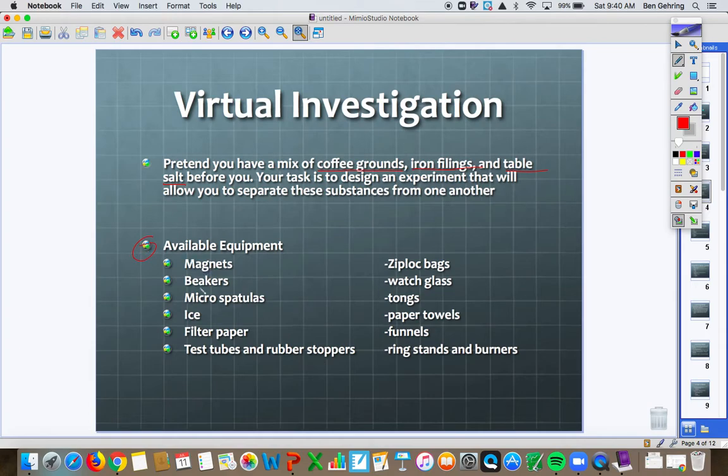You have a magnet, you have beakers, you have a spatula, you have ice if you need it, you have filter paper, you have test tubes and rubber stoppers, along with Ziploc bags, watch glasses, tongs, paper towels, funnels, and ring stands and burners. So think to yourself, set up a demonstration. How would you separate these materials so you can have your salt in one container, your iron filings in another container, and your coffee grounds in a third container? How would you go about doing this? And once you have that, we will continue on. So you can pause the video and complete that.